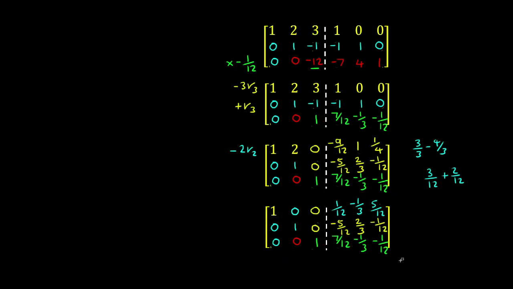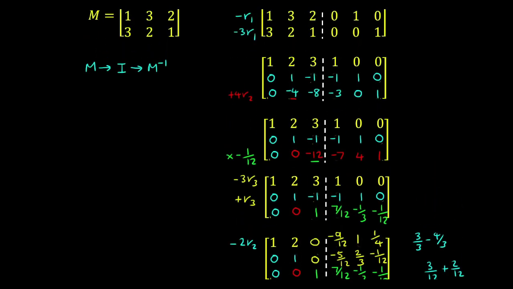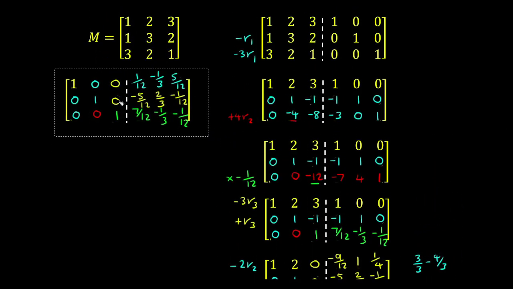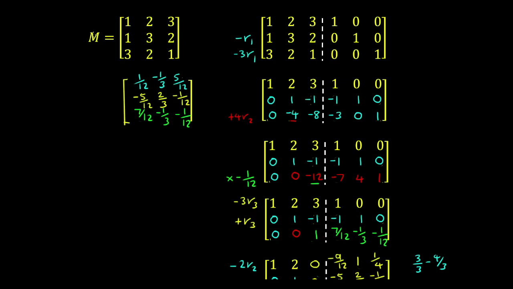And you can verify that this is actually the inverse of our matrix M by multiplying them together, which should give you the identity matrix. So note that if the reduced row echelon form of our matrix M had a row of zeros, then our matrix would not be invertible.